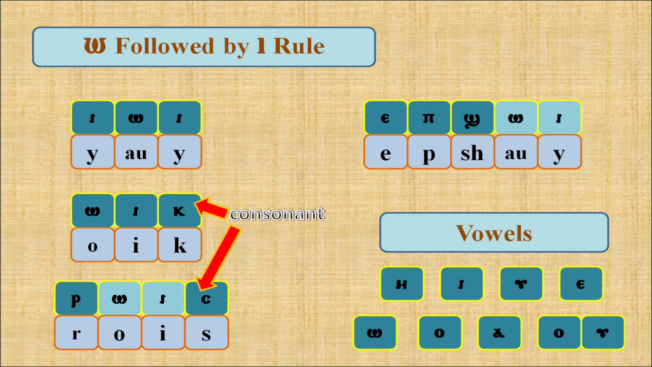When there's a vowel, is it Ipshoy? Is the vowel before or after? It would be Ipshoy. It's not Ipshoy, it's Ipshoy. How do you get a Y? When there's a vowel before it or after it, it's a Y.